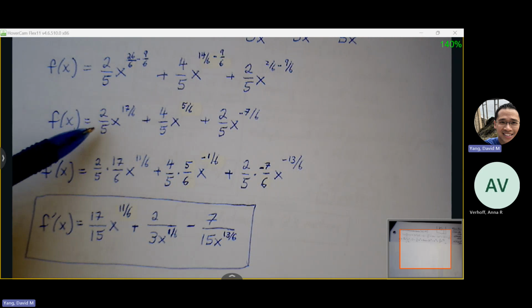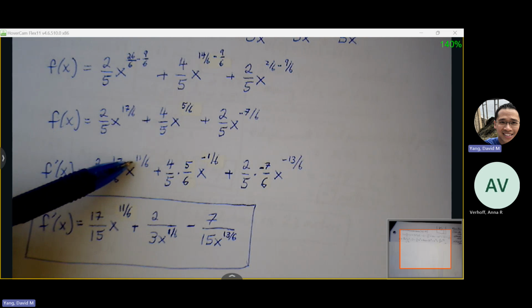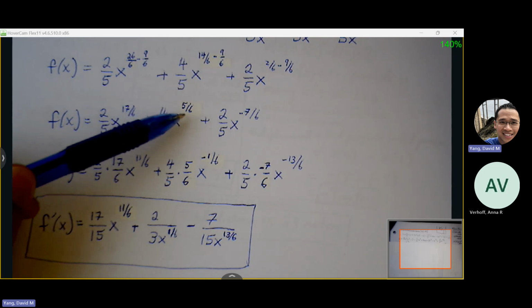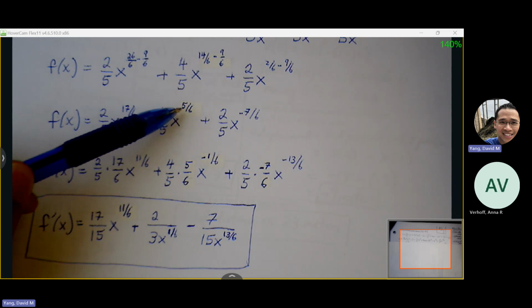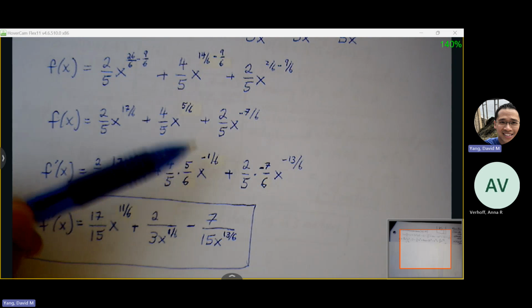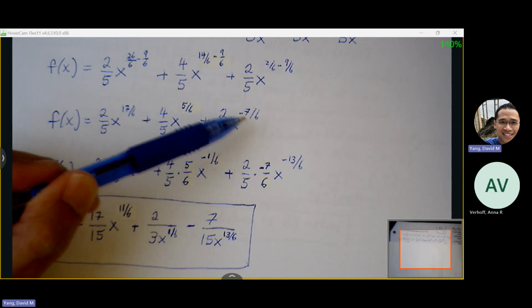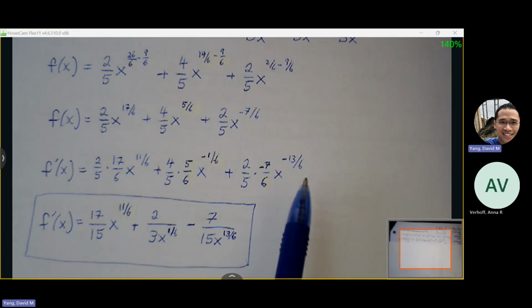So 17 over 6 comes down. Subtract 1 from 17 over 6. That's the same thing as minus 6 over 6, which is 11 over 6. Bring down the 5 over 6. Subtract 1 from the exponent. 5 over 6 minus 6 over 6 is negative 1 over 6. The negative 7 over 6 comes down. Negative 7 over 6 minus 6 over 6 is negative 13 over 6.